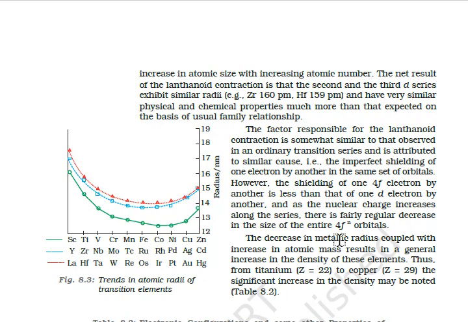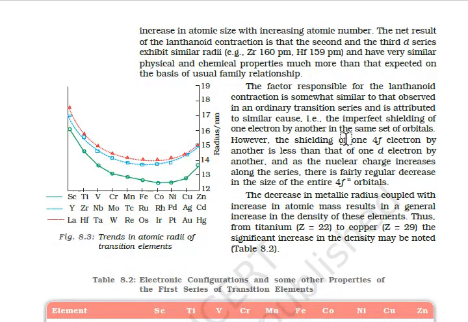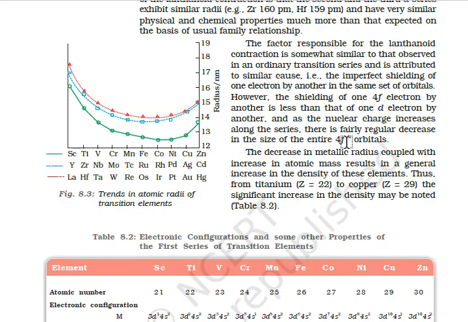The decrease in metallic radius coupled with the increase in atomic mass results in a general increase in the density of these elements. These elements are very highly dense. Thus, from titanium to copper, a significant increase in the density may be noted for the first series.